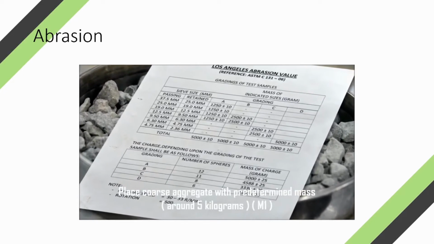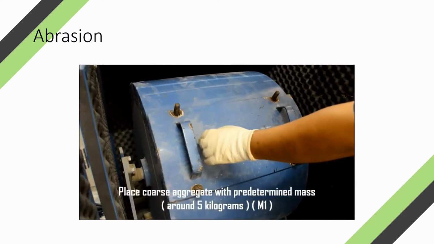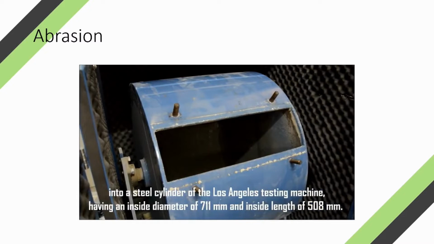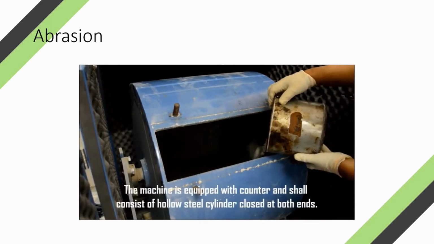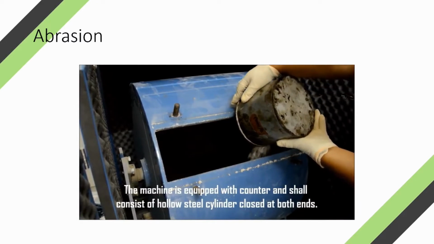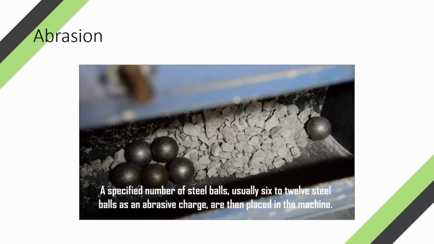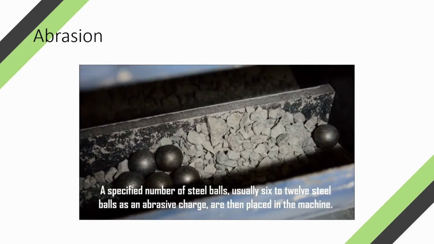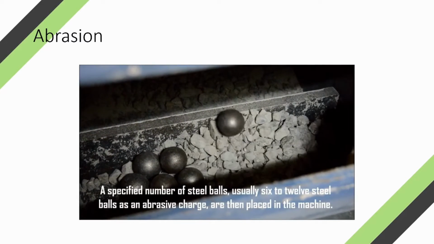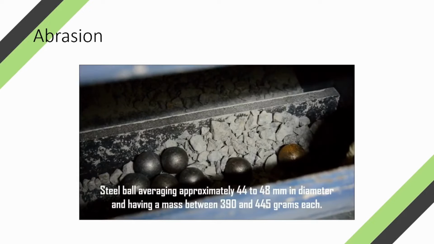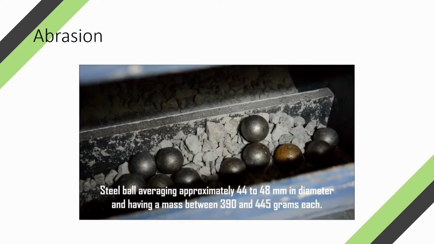Procedure: Place coarse aggregate with predetermined mass, around 5 kilograms, M1, into a steel cylinder of the Los Angeles testing machine, having an inside diameter of 711 mm and inside length of 508 mm. The machine is equipped with a counter and shall consist of a hollow steel cylinder closed at both ends. A specified number of steel balls, usually 6 to 12 steel balls, as an abrasive charge, are then placed in the machine. Steel balls average approximately 44 to 48 millimeters in diameter, and have a mass between 390 and 445 grams each.